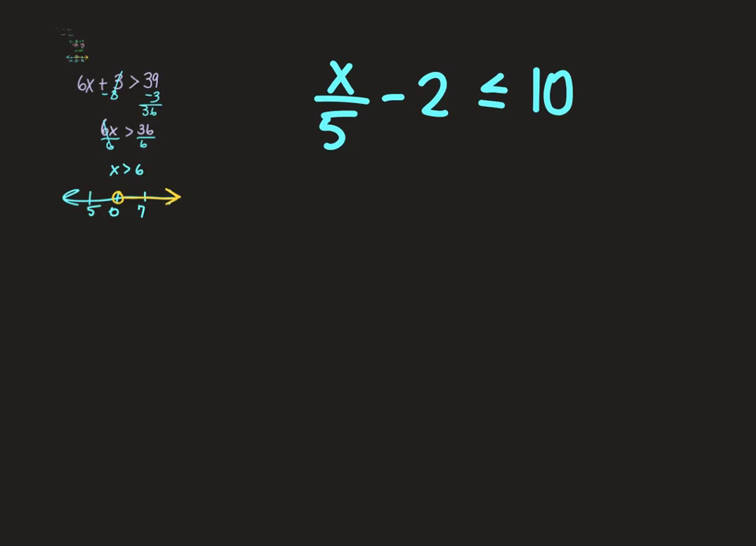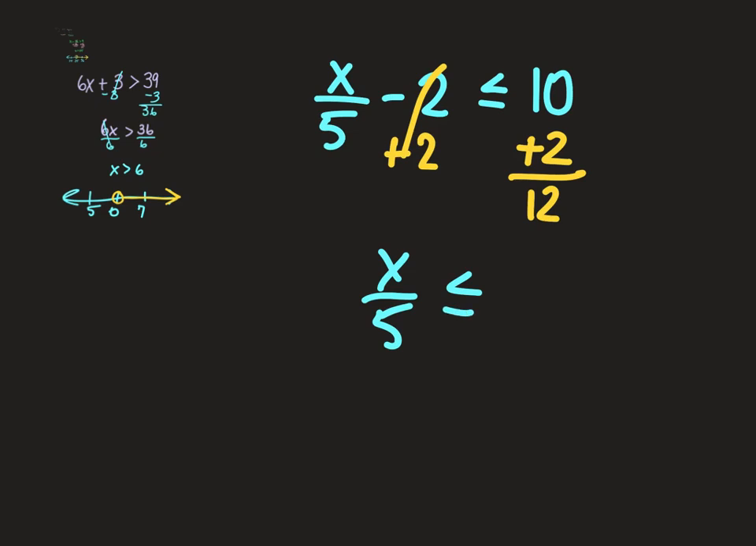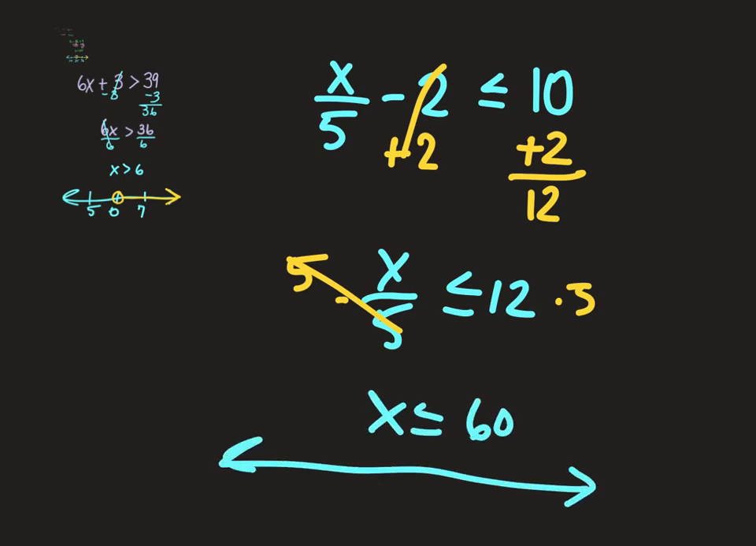Let's review this question. I want to get rid of the 5 and the 2. Who should I get rid of first? I should get rid of the 2. Add 2 to both sides. Rewrite the question. Get rid of the 5 by multiplying. That means that x is less than or equal to 60. Final step is to graph it. Give me a 60, give me some neighbors. What kind of a dot and what direction? Closed dot to the left.